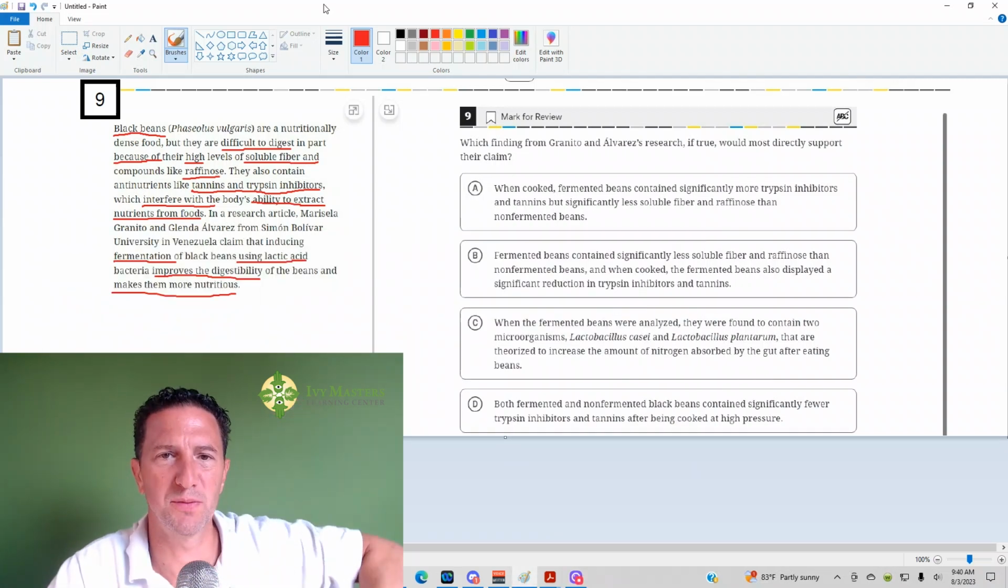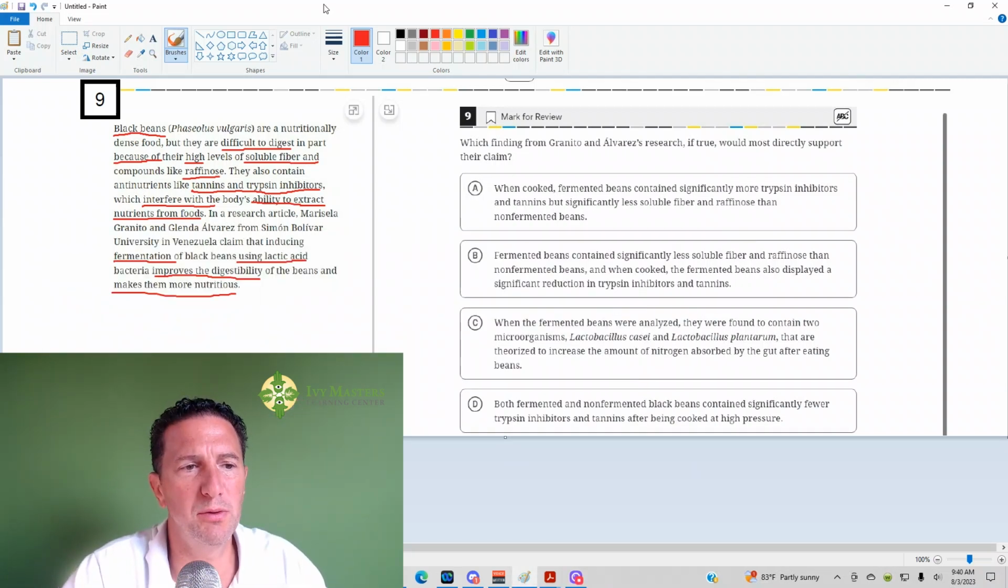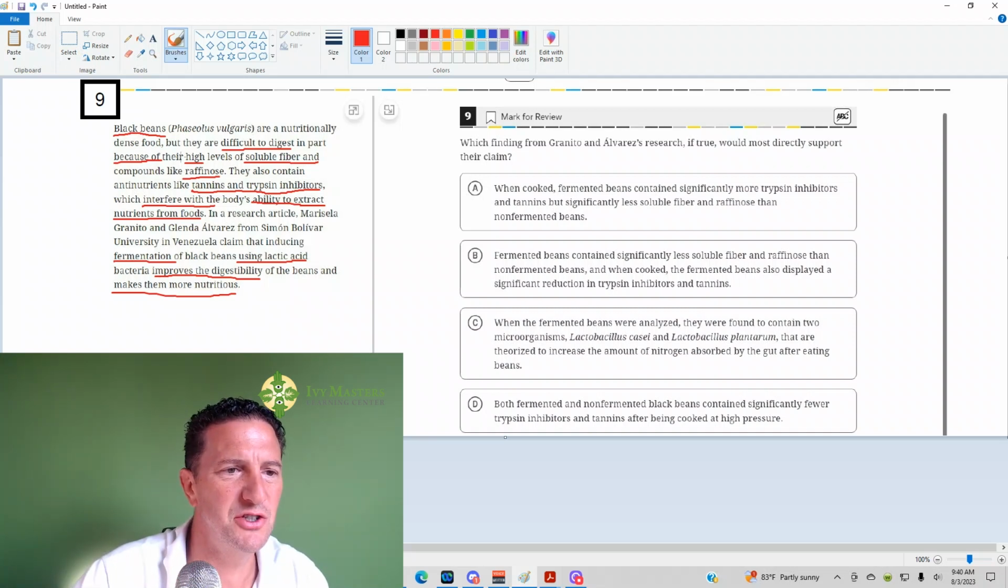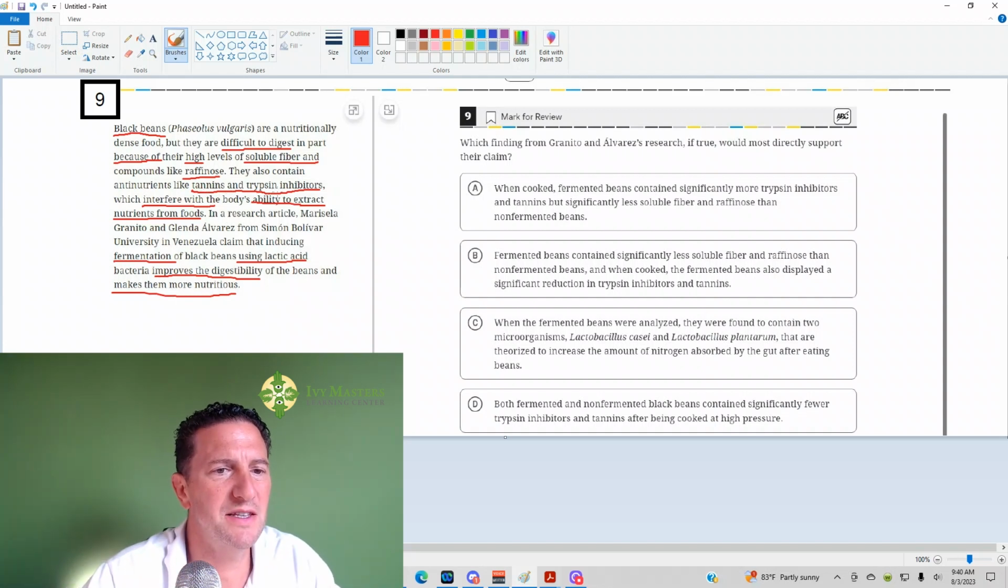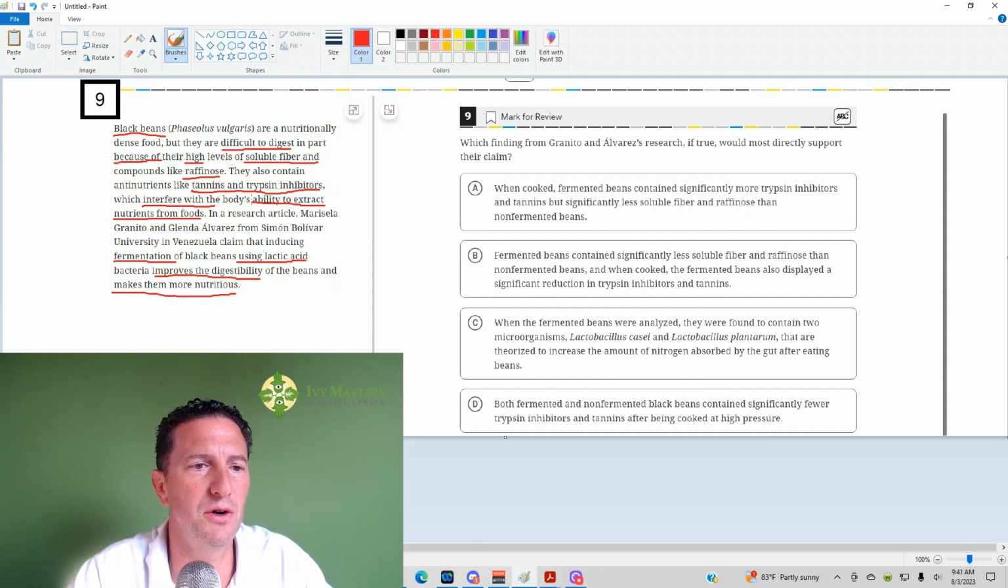This is the ninth question from Digital SAT Test 1, Module 1 from the Bluebook app. And the paragraph is talking about black beans. They're tough to digest because they have high levels of soluble fiber and raffinose. Tannins and trypsin inhibitors also interfere with the body's ability to extract nutrients from foods. But then these researchers find that fermentation using lactic acids improves digestibility, makes them more nutritious.